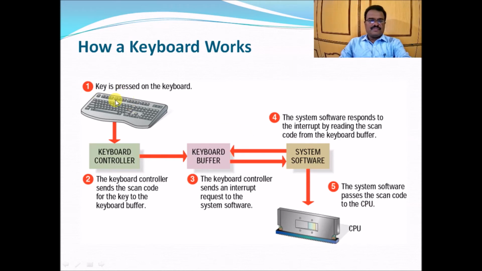The first one, when a key is pressed, the keyboard controller sends the scan code for the key to the keyboard buffer. The keyboard controller sends an interrupt request to the system software through the keyboard buffer. Then the system software responds to the interrupt by reading the scan code from the keyboard buffer. Then the system software passes this code to the CPU.